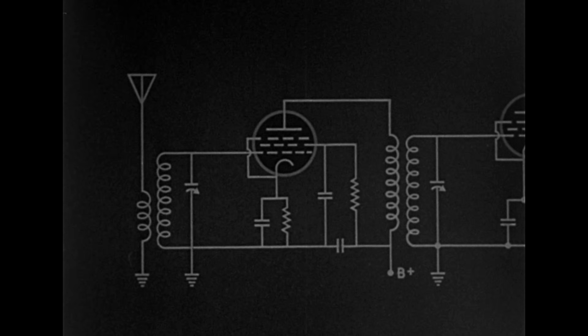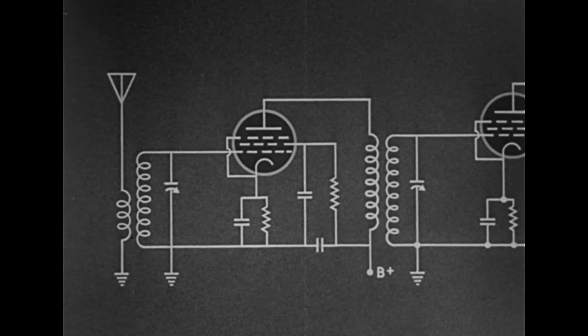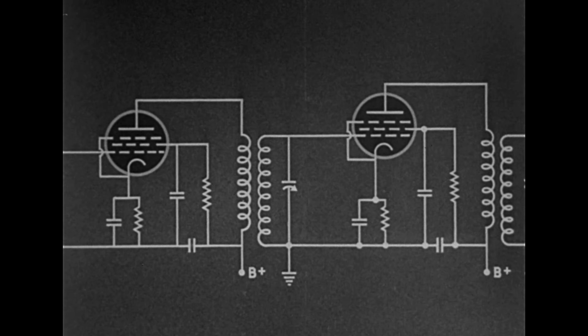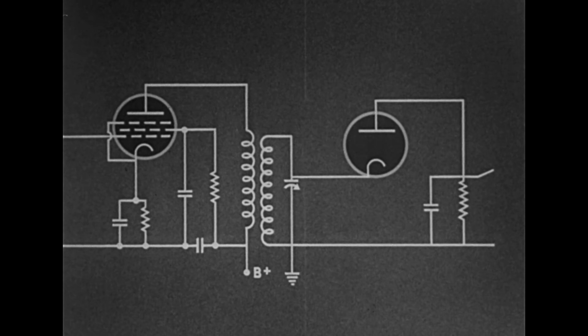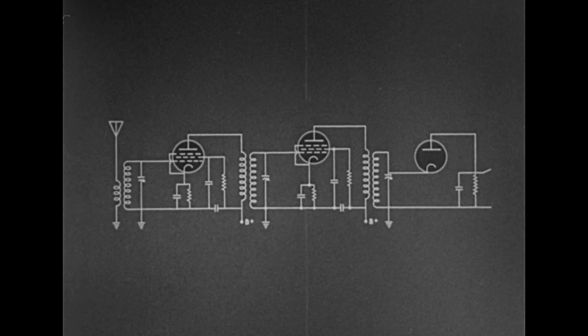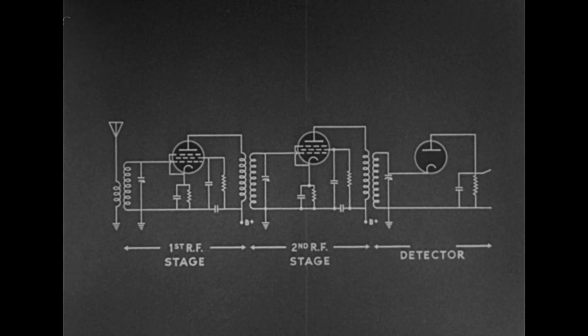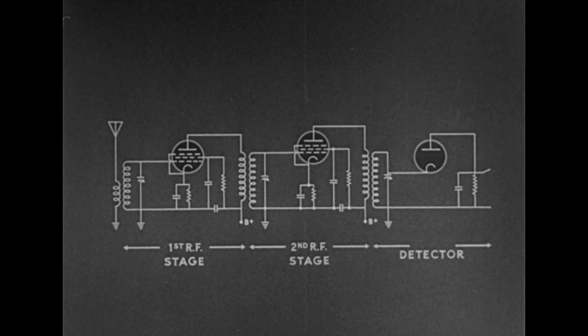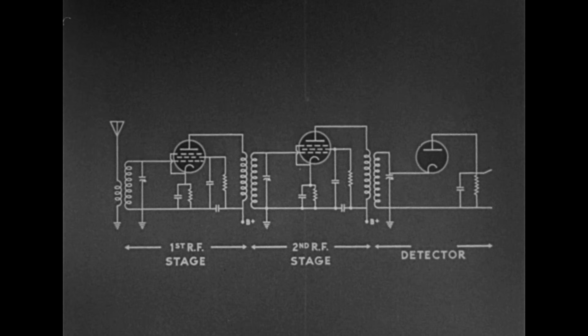The complete set, as we have studied it, is seen to include an antenna coupler, two radio frequency amplifiers, and their associated transformers. This is a basic radio frequency hookup with two RF stages and a detector. The incoming radio frequency waves are amplified and then rectified.